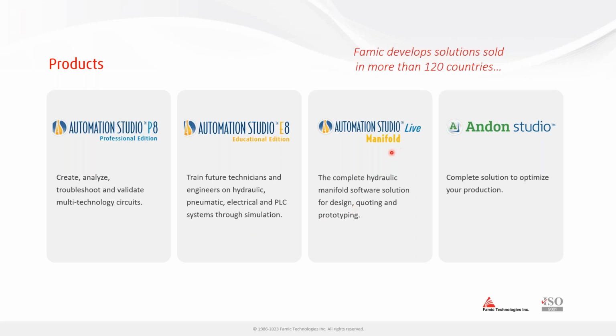training centers. Then we have Automation Studio Live Manifold, which is a complete hydraulic manifold software solution for design, coding, and prototyping. Earlier it was a separate software. Now we have included this in Professional Edition itself. And then we have Andon Studio, which is a complete solution to optimize your production, or you can say it is more related to Industry 4.0.